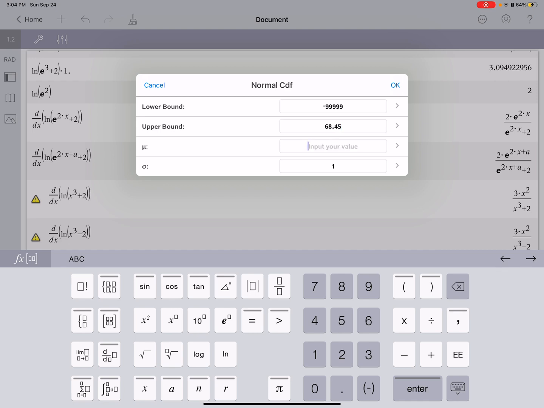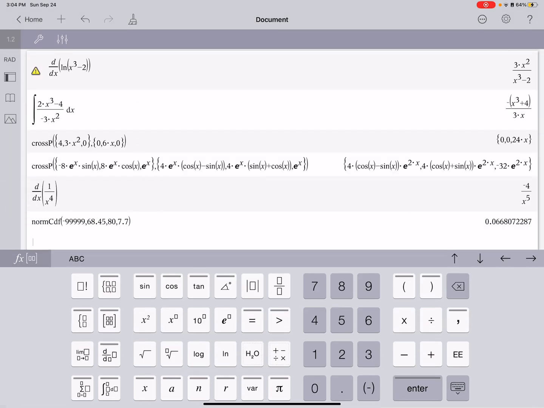This little funny symbol is for my mean. Mu is the symbol. And my mean is 80. And my standard deviation was given to me at 7.7. And that's it. I hit OK. And there's my value, 0.0668. And we got that exact same value. Just to let you know, the values on the calculator are a little bit more accurate, so they're going to be a little different sometimes. But that's okay because we're just looking for the trends of data.